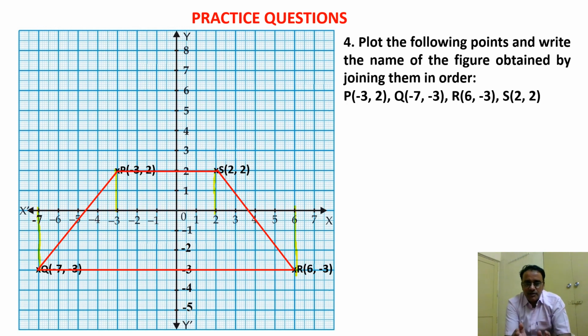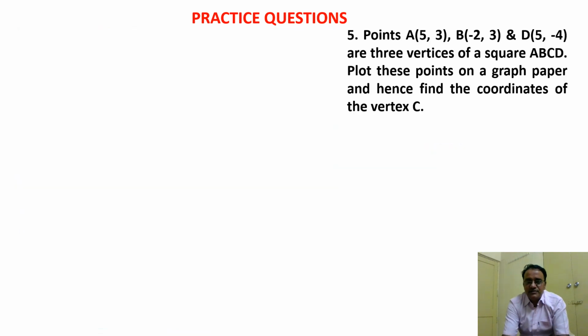So if we observe carefully, it is a trapezium. Okay, this figure is trapezium. So fourth question over. Now let us move towards the fifth question. Points A, B, and D, C is not there, are 3 vertices of a square ABCD. Plot these points on a graph paper and hence find the coordinates of the vertex C.